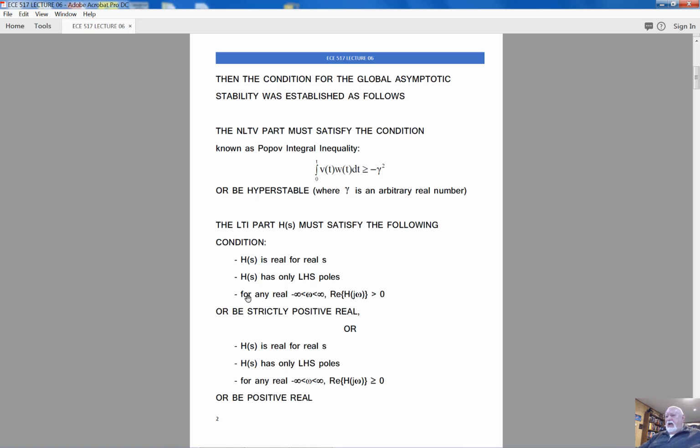But the third condition looks a little bit outlandish. For any real frequency, the real part of the frequency response of the linear time-invariant system should be greater than 0. And if this is the case, we call this linear time-invariant part strictly positive real. If I apply the same condition 1 and the same condition 2, however, for any real frequency, real part of the frequency response is greater or equal 0, then the linear time-invariant part will be called positive real. And of course, our goal is to make it strictly positive real because we're shooting for the global asymptotic stability or perfect asymptotic adaptation, and it requires a strictly positive real linear time-invariant part.